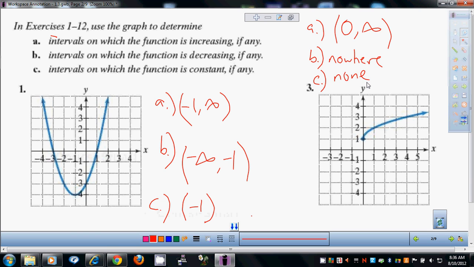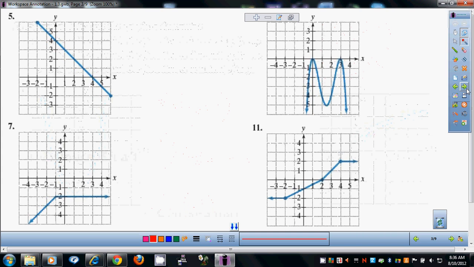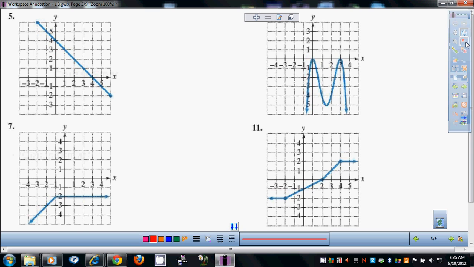Questions about those two, about what we're looking for? Okay, moving on. Same thing, intervals of increasing, decreasing, and constant. We don't have to work all of these. I'll pick 2 of them at random.